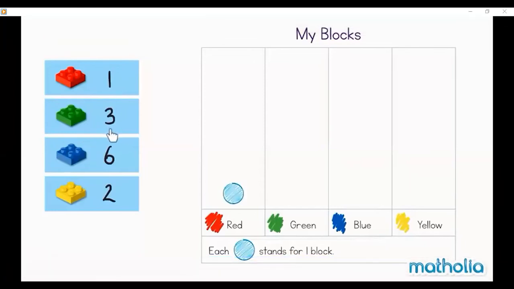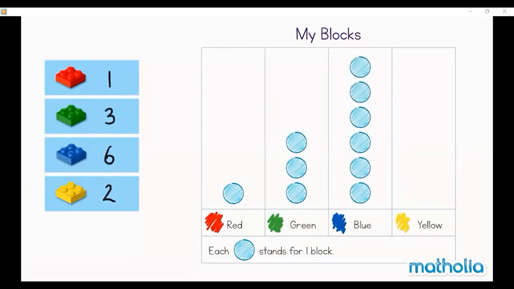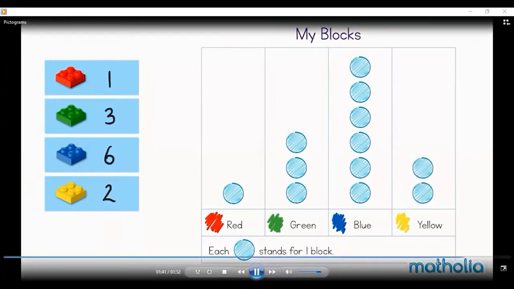There are 3 green blocks, so 3 circles in the green column. What about the blue blocks? There are 1, 2, 3, 4, 5, 6 blue blocks. There are 2 yellow blocks. We have made a pictograph showing our blocks by their colours.